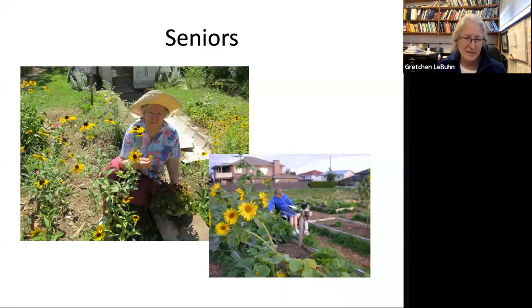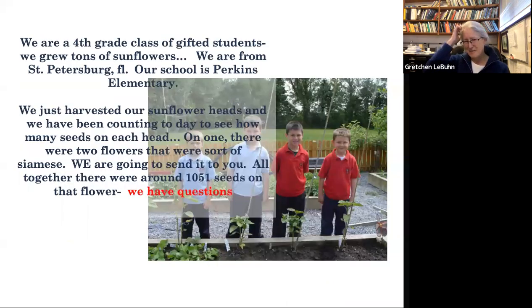On the other end, I got this letter from a group of kids in Florida, and I just have to share a little bit about it. They wrote me and said, "We are a fourth grade class of gifted students. We grew tons of sunflowers. We're from St. Petersburg, Florida. Our school is Perkins Elementary. We just harvested our sunflower heads, and we've been counting today to see how many seeds are on each head. On one, there were 2 flowers that were sort of Siamese. We're going to send it to you," which they did. "And all around, there were 1,051 seeds on that flower.